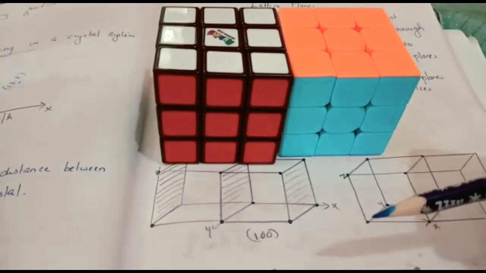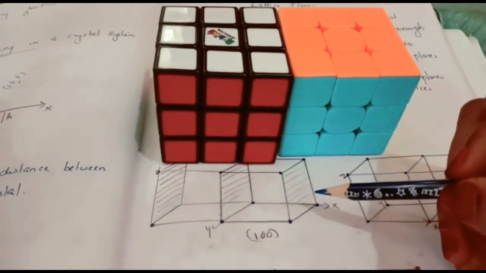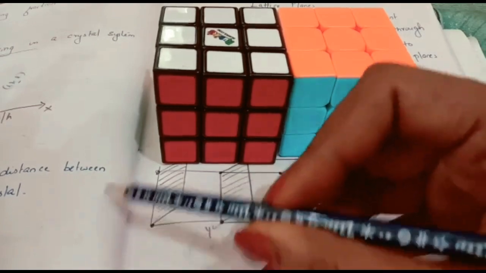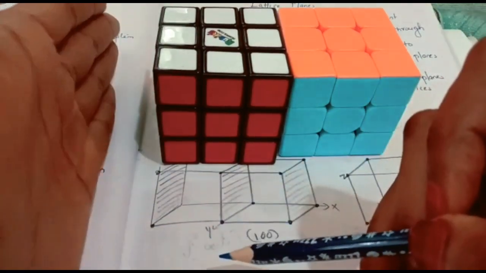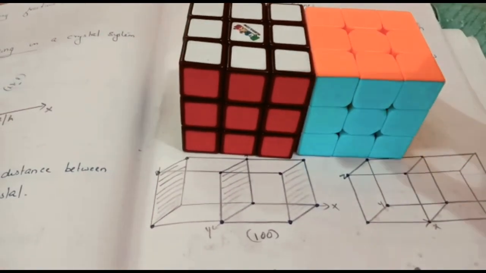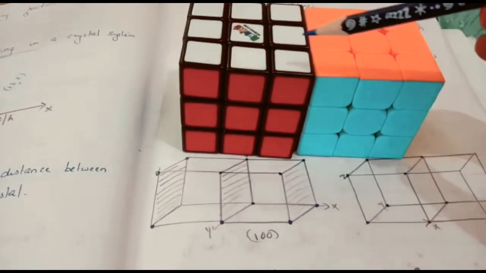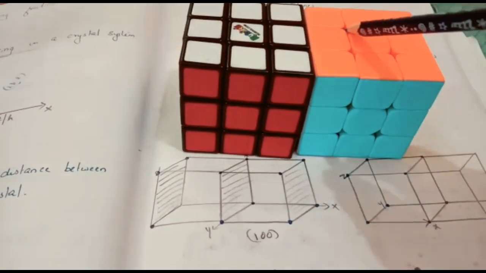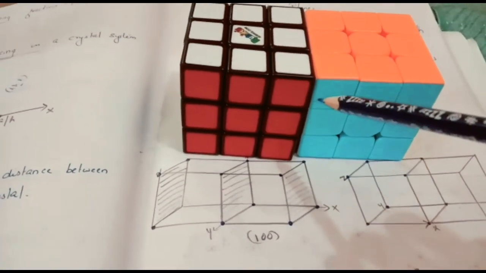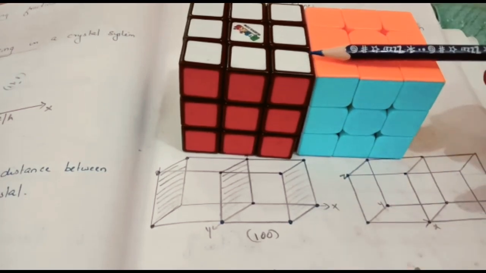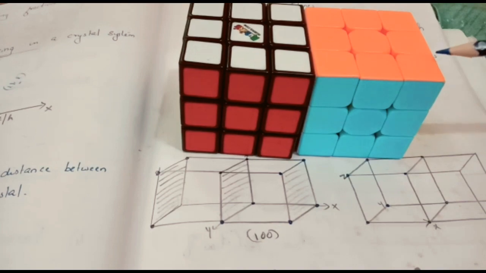So for 1 0 0, it is very simple. Our 1 0 0 plane will be passing through this. If you have another cube here, we have to put another plane here. So what is D here? D is the distance between 2 parallel planes. I told you already, this is one plane, this one is another plane and this one is another plane. So this distance is D, the distance between 2 successive planes.